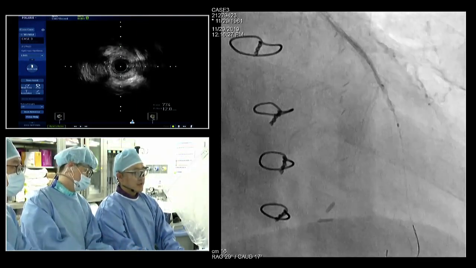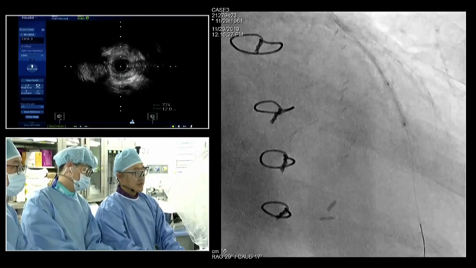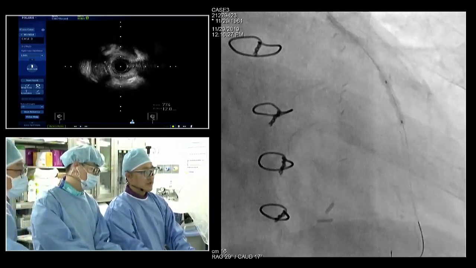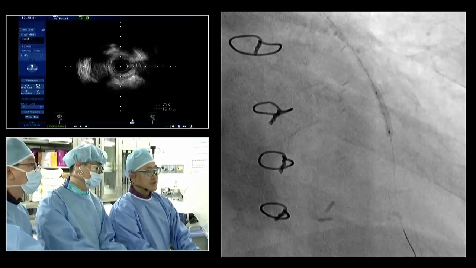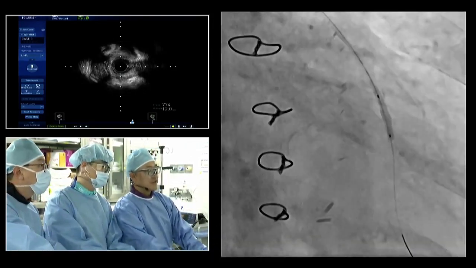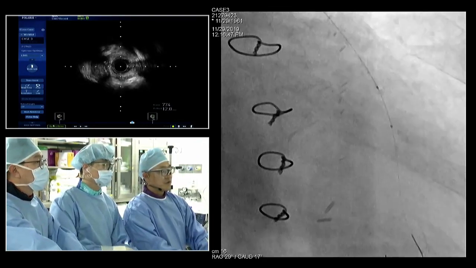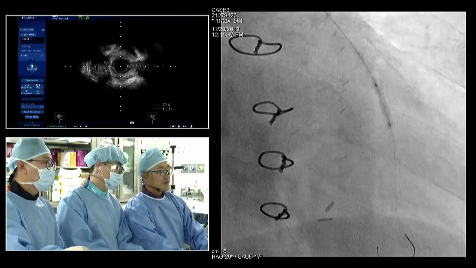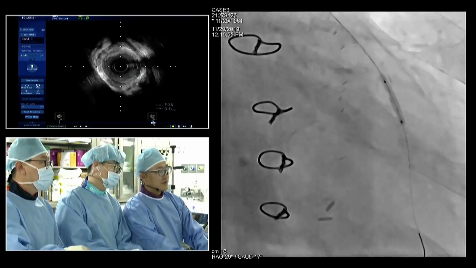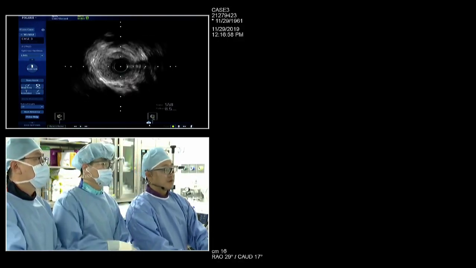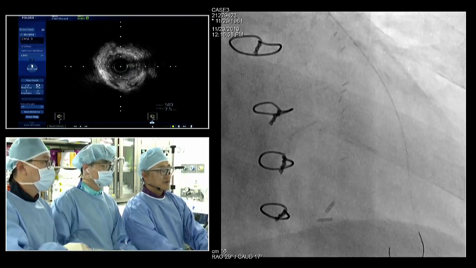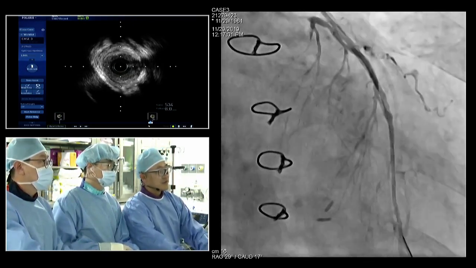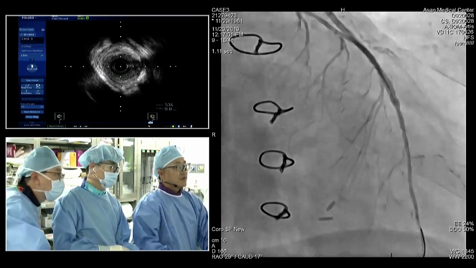6A. 6A. 10. 12. 14. 14. This is 2.5. Okay, deflate. There is some kinking portion. Okay, go. The balloon is still not well expanded. Okay, you deflate. You see an indentation. Okay, push out. It's a little bit much better. Much better angiographically.